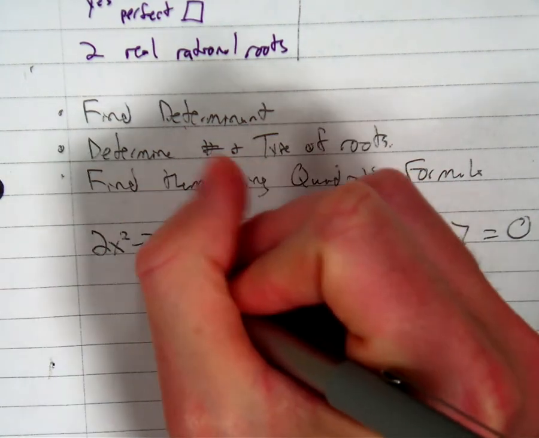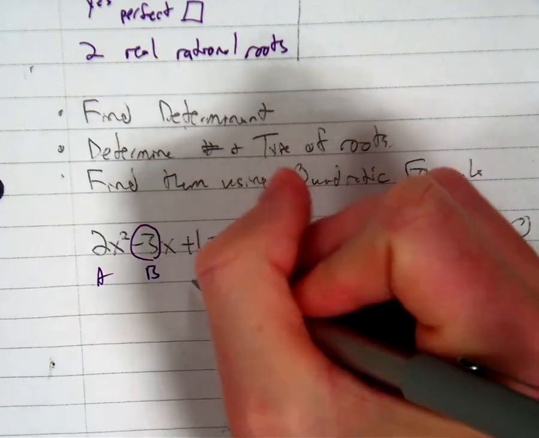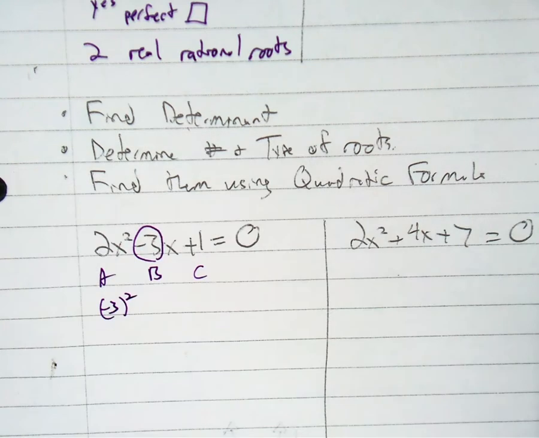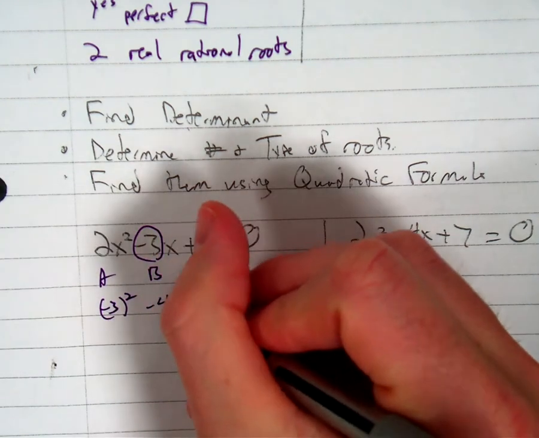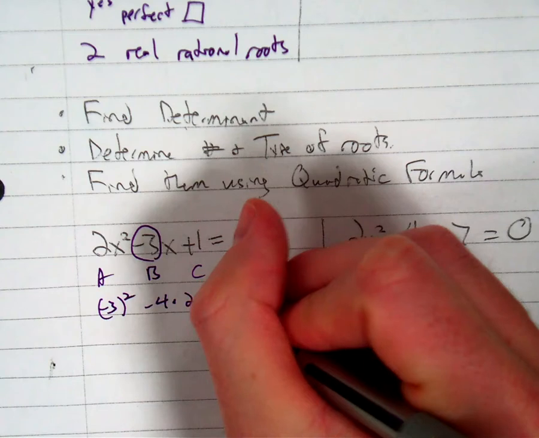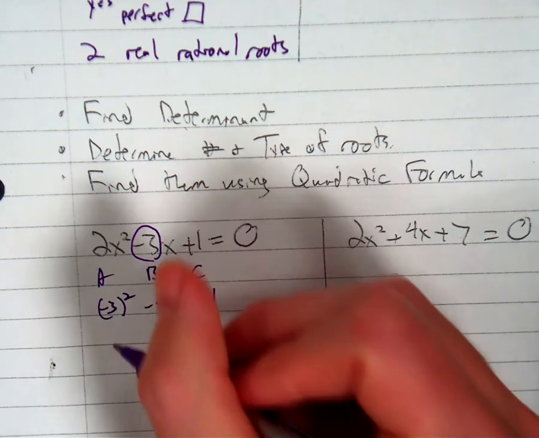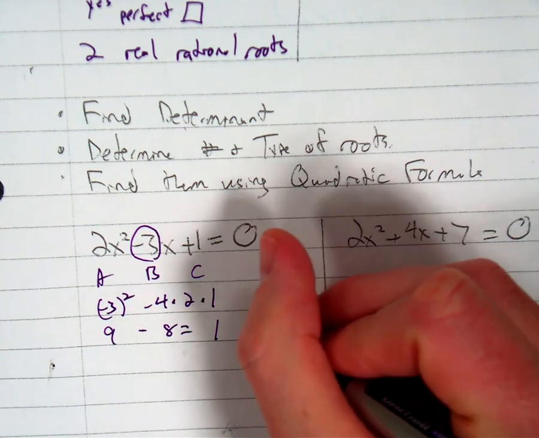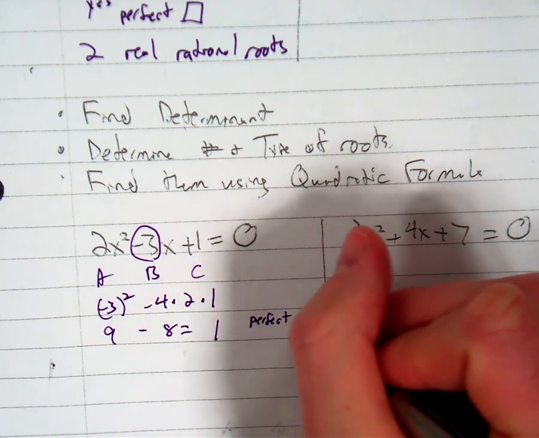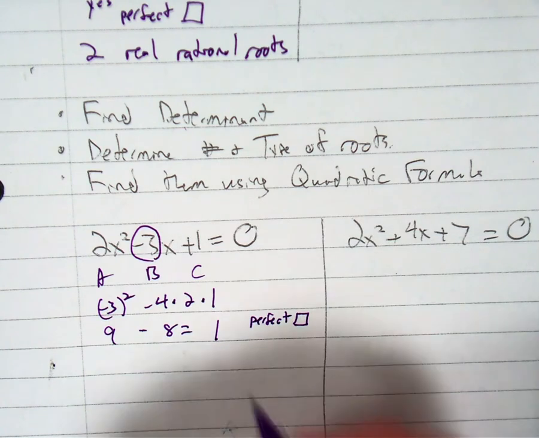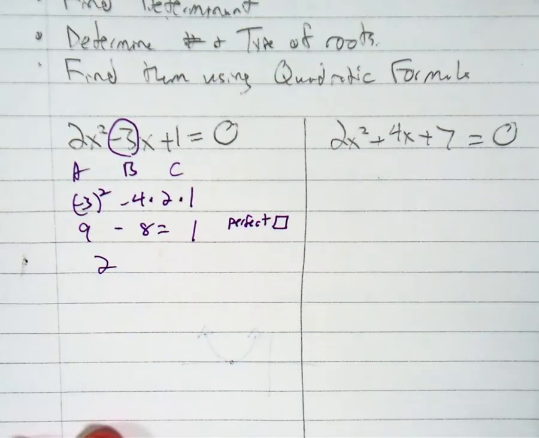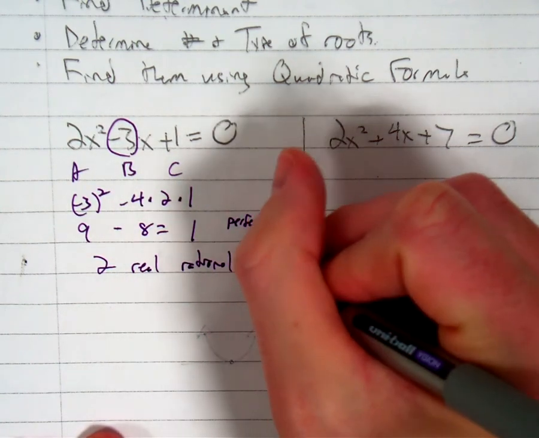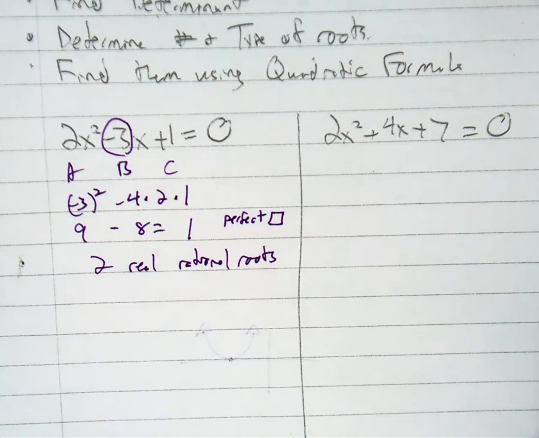There's b. Make sure you take the negative sign with it. So b squared, we got negative 3 squared minus 4 times a times c. 9 minus 8 is going to be 1. 1 is a perfect square. 1 times 1, or 1 squared, is 1. So it's a perfect square. Means we're going to have two real rational roots. So that's part 1 and part 2.